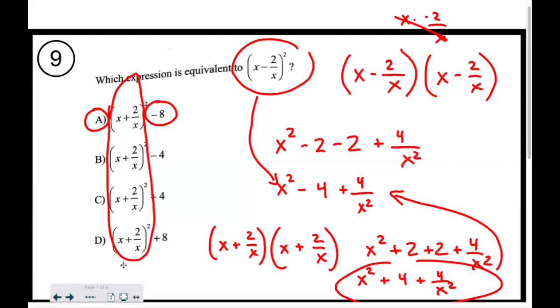Also, just to mention, this took a long time regardless. When you have equivalent expression problems, if you ever forget a math concept or whatever is necessary to solve that problem, there always is Desmos. I would put this expression in the first line of Desmos, and then I would put the first answer in the second line. And if the graph lies completely on top of the other one, then you know you found the answer. So you would just go through each answer to see which one is on top.